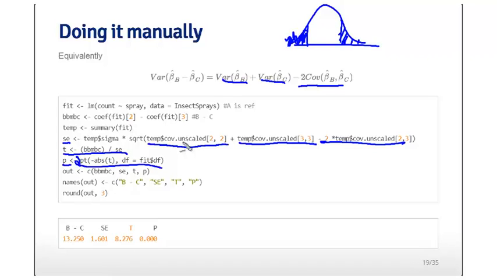The other thing I would say is, by the way, this covariance unscaled gives you the covariance not scaled, and so you have to multiply it by the residual standard deviation. And my out is defining just the set of things that I want to output. I'm giving it a bunch of names, and there you go. Round out 3 just means print it to 3 digits. So there's my estimate, there's its standard error, and there's its t-statistic.